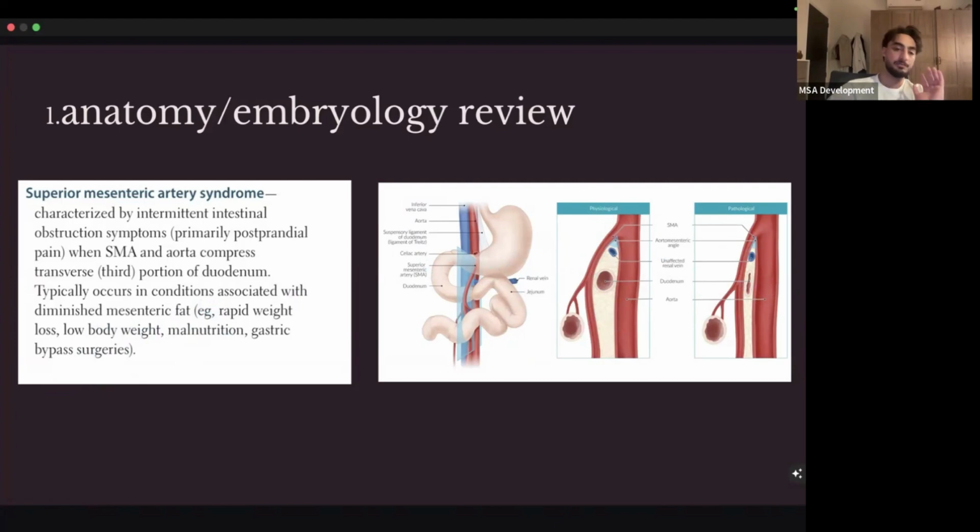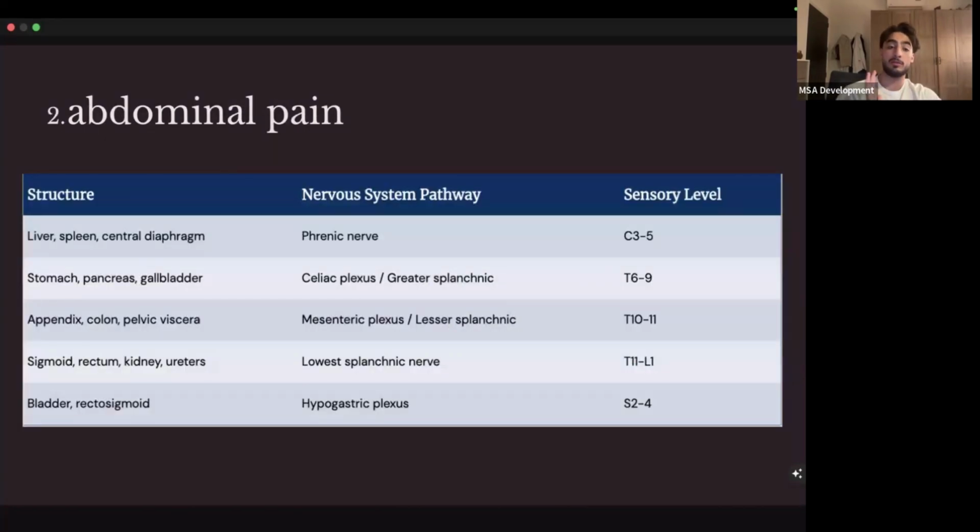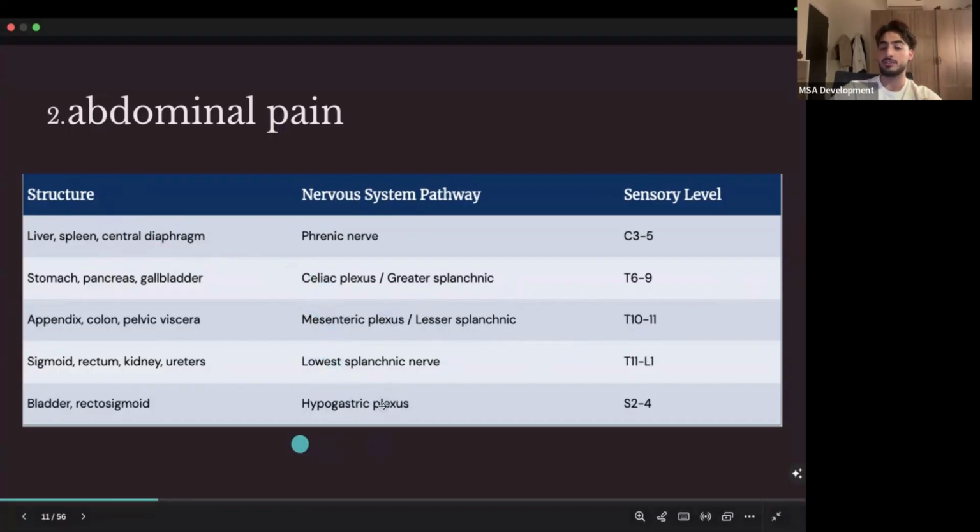Okay. All right. Now let's move on to abdominal pain. The main point of this slide is just to tell you that we do have these sensory neurons that are supplying the viscera of your gastrointestinal tract. So you have the phrenic nerve supplying these structures, then your celiac plexus, mesenteric plexus, lowest splanchnic nerve, hypogastric.